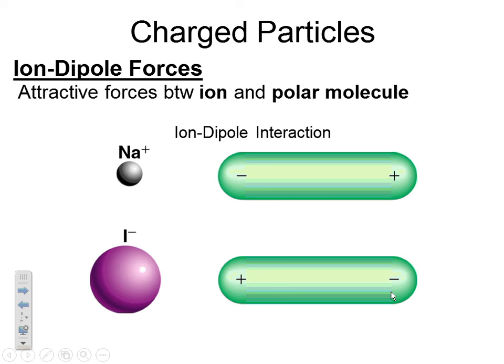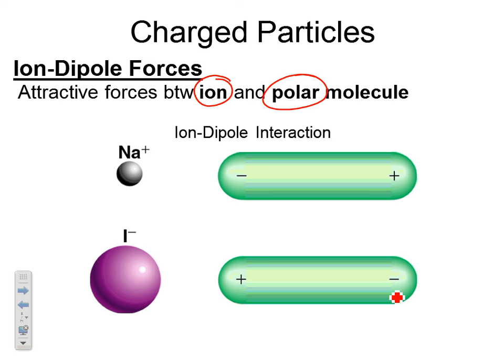So we're going through our different types of IMFs, and the first type is called an ion-dipole force. Now, this is a fantastic name for the IMF because it tells you exactly what is involved in this attraction. As the name says, it's between an ion and a polar molecule. Exactly as you would expect, because remember, dipole means polar. And the force of attraction is due to the fact that the ion has a charge.